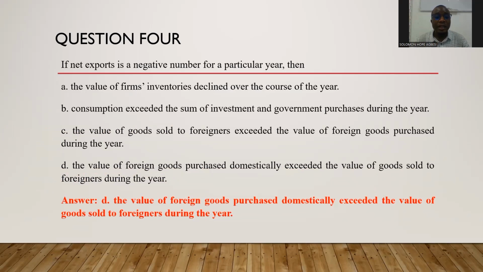The net export is actually the difference between export and import. So when import exceeds export, our net export is negative. So the right answer should be the value of foreign goods purchased, that is the import, exceeds the value of goods sold to foreigners, that is the export. And that is why we are expecting that our net export should be negative.